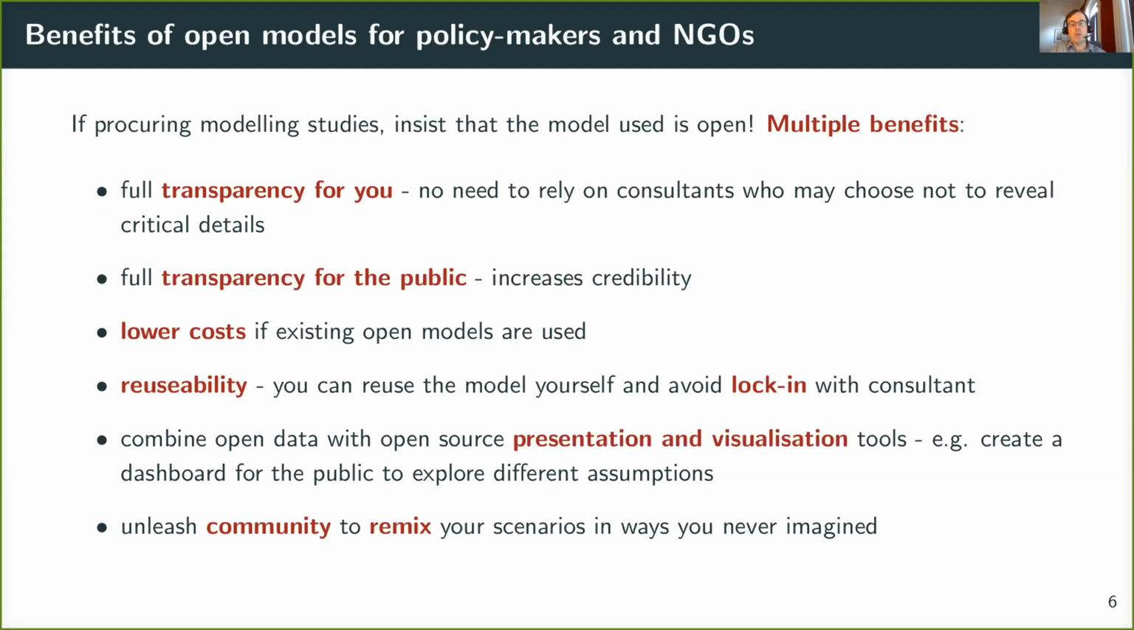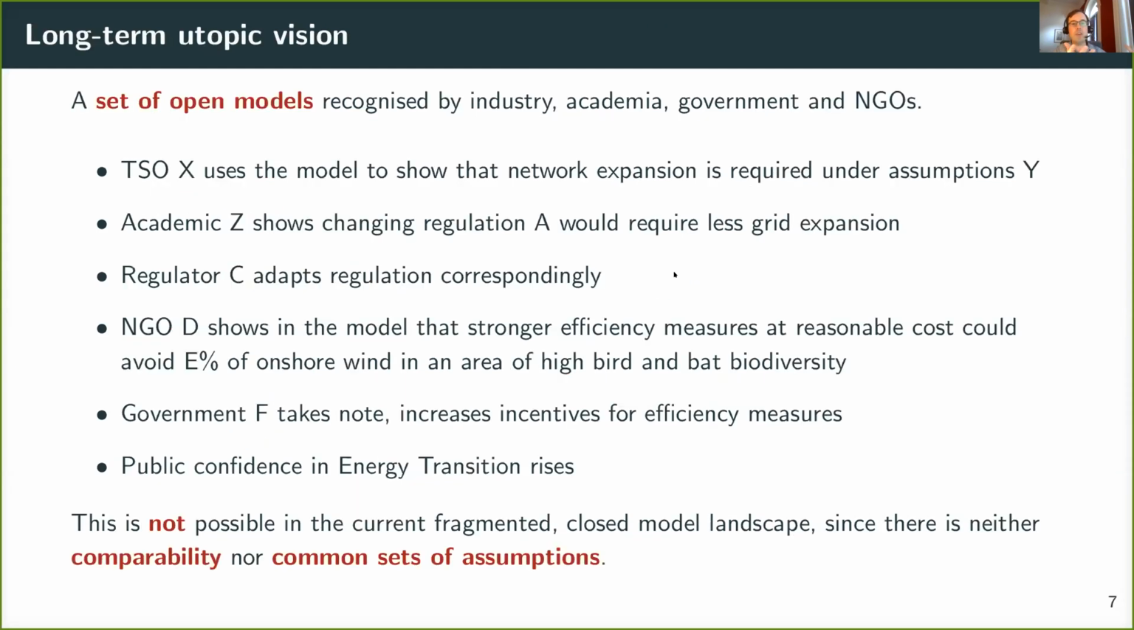And one other one, of course, is the community that you can tap when you release the model openly. People can come and remix your scenarios. So a sort of utopic vision that Michael also mentioned earlier is that you have some set of open models which are used by lots of different groups. And when there's a question about whether something is required or not, you can then go in and see why one group is finding one result and one finding the other. And this just isn't possible to have this level of debate with closed models.